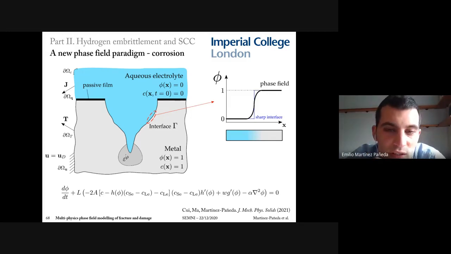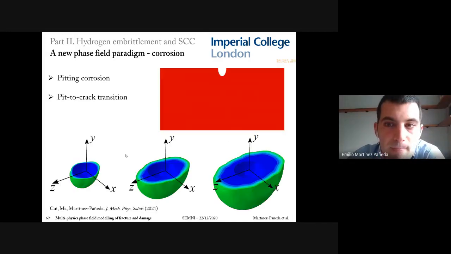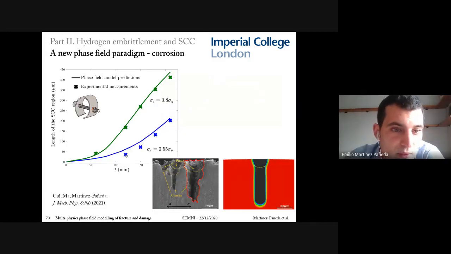But I won't get into the details for the sake of time. You can find them in the paper. I will only say that we have also incorporated into the modeling the influence of mechanics-enhanced corrosion kinetics and the film deposition and rupture process. And these are just a few representative results to show how the model can capture pitting corrosion and the pit to crack transition, both in 2D and 3D. And we have, of course, validated our model predictions with experiments, showing, as you can see in the slide, what I believe is a very good agreement.